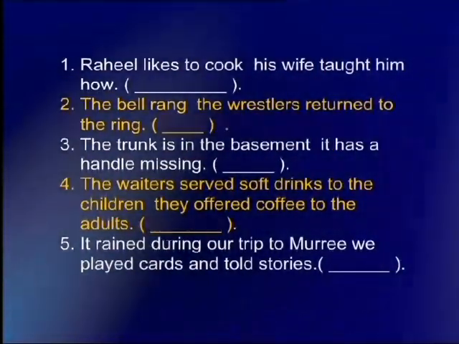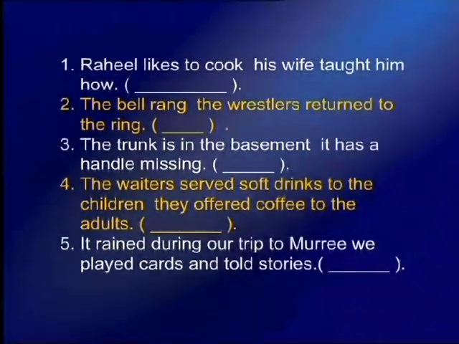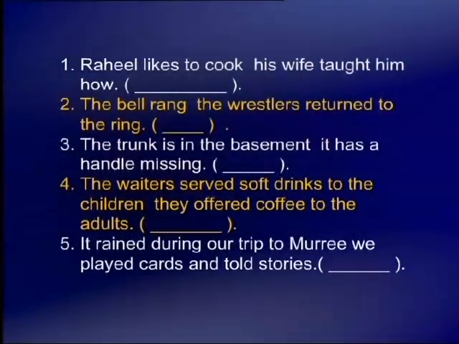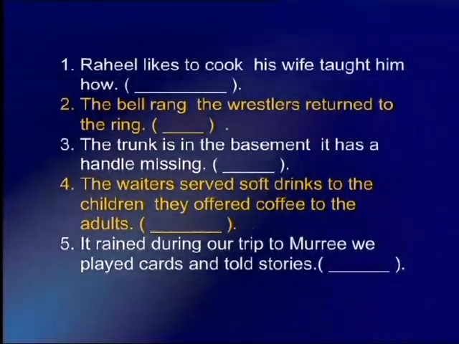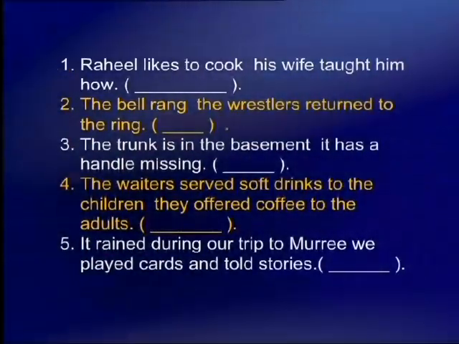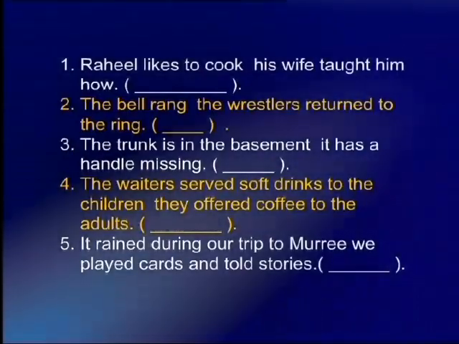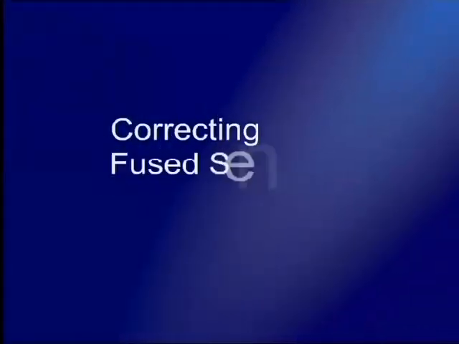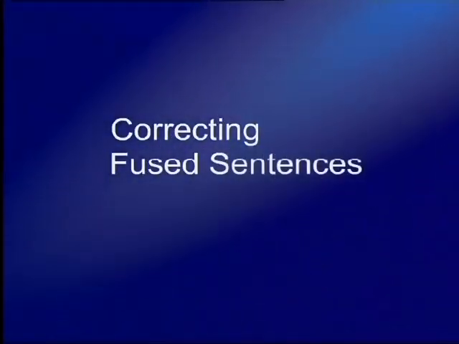Sentence number 5. It rained during our trip to Murray. We played cards and told stories. That sentence, again, is an example of a comma splice. Now, how would you correct sentences that are fused? There are 3 ways of correcting a fused sentence.